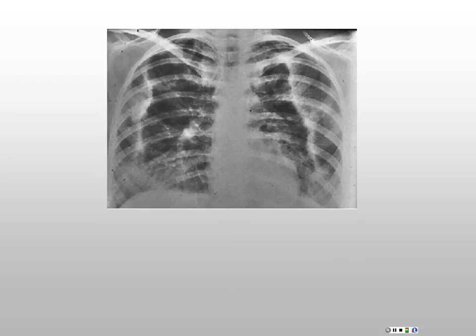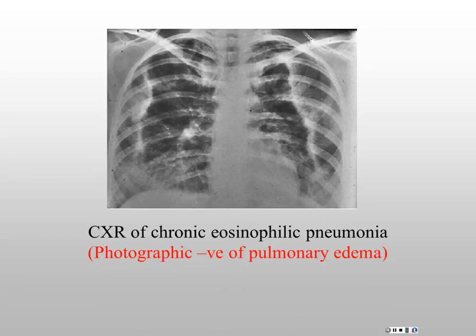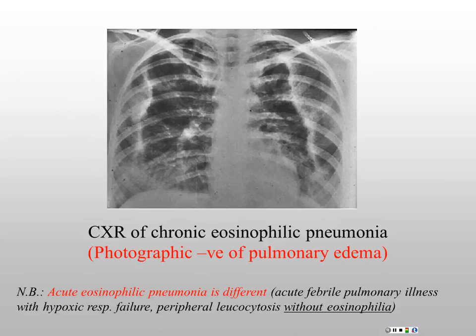This is a photographic negative of chronic eosinophilic pneumonia. In heart failure, you will see the opacity more as bat wing appearance. This is more at the periphery, so that's why it's called photographic negative of pulmonary edema. Chronic eosinophilic pneumonia is different from acute eosinophilic pneumonia. Acute eosinophilic pneumonia, you will have a patient who is a smoker, and he will come crashing with hypoxemia and acute picture of illness, and they will not have peripheral eosinophilia.